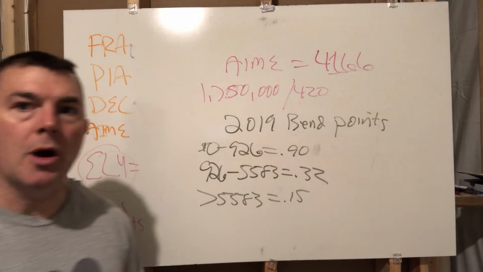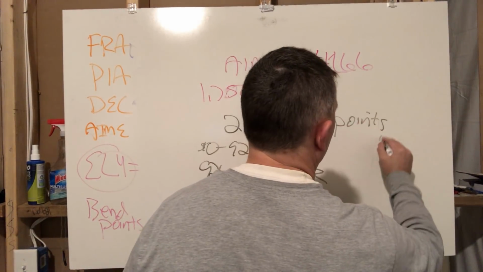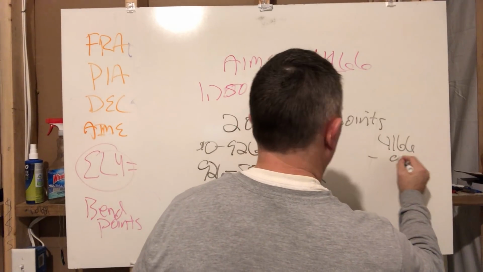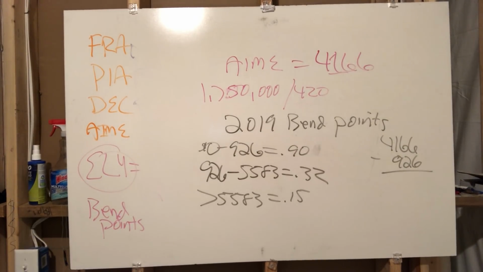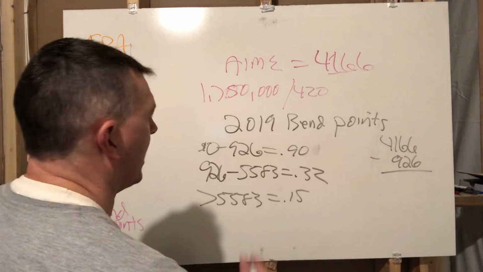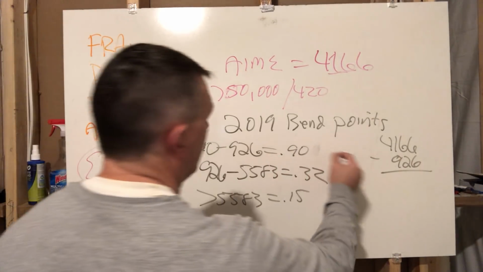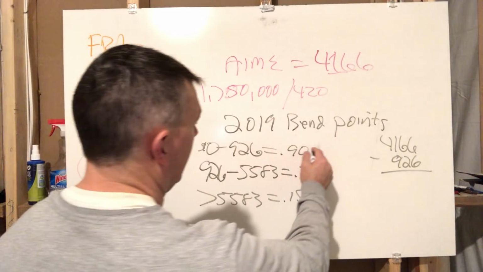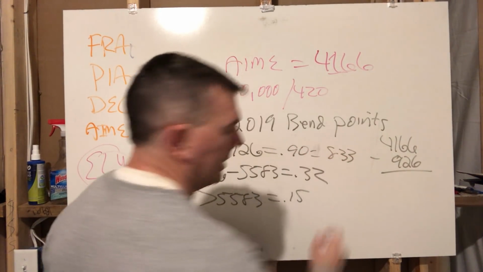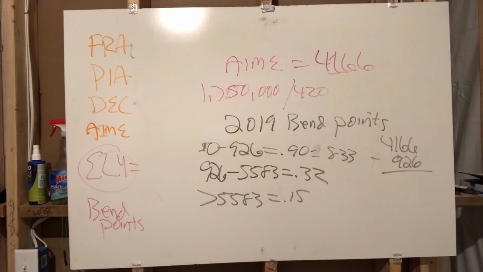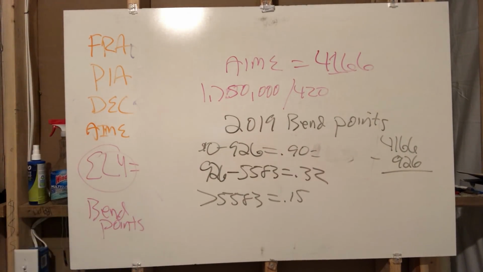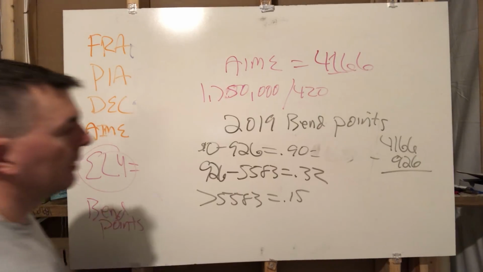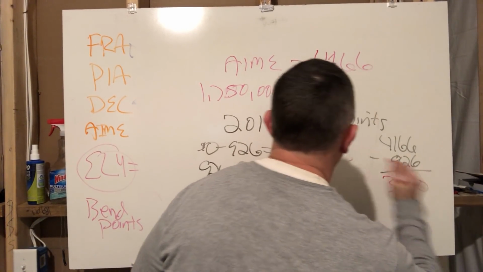So what we do in this regard is we take our 4166, subtract out 926, and that gives us 4166 minus 926, 3240. So we have, in this case, 926 times 0.9 is 833. So we got the first 926, and then 3240.